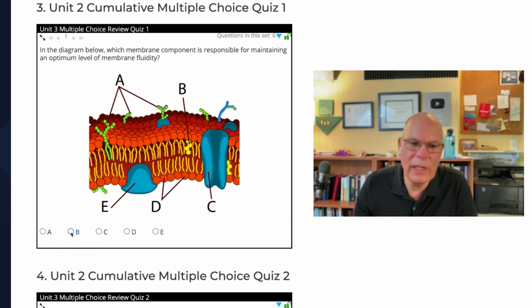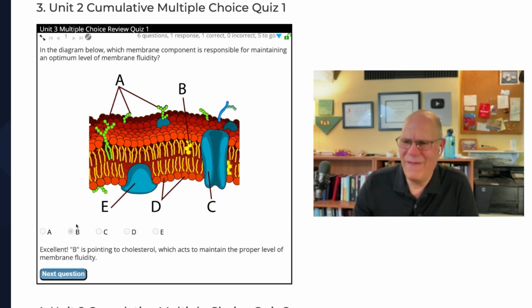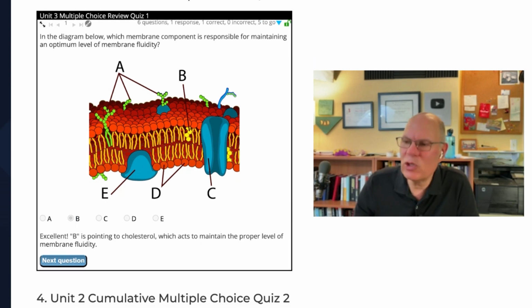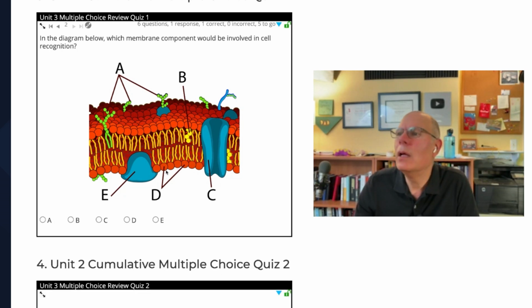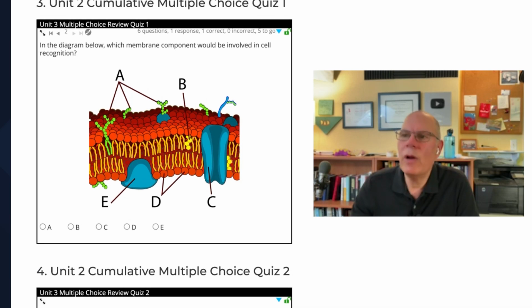Let's see what happens if we click on B. Fabulous. B is pointing to cholesterol, which acts to maintain the proper level of membrane fluidity. Fantastic. In the diagram below, which membrane component would be involved in cell recognition?